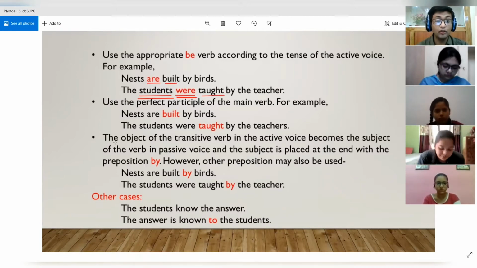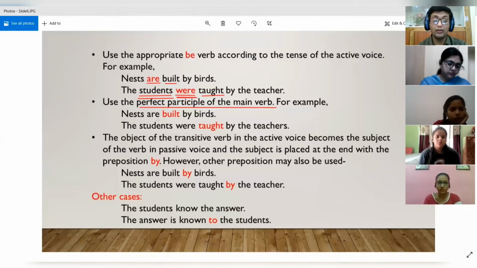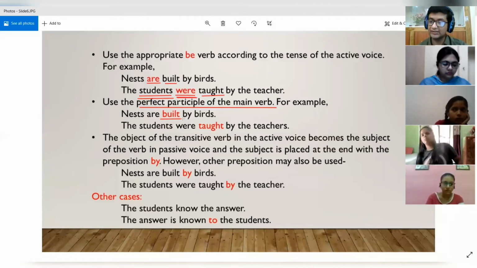Now let's see. The third rule: use the past participle of the verb. So the past participle is required to be used for the main verb. In the original sentence, we said birds build nest. So what is the third form of build? It is built, right? So we are going to use the third form or the participle form of the verb in the passive voice. This is the rule.